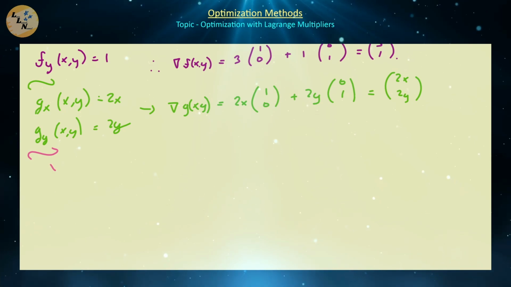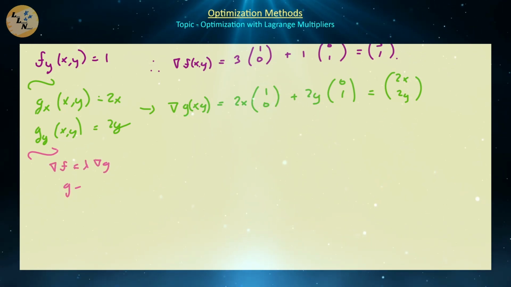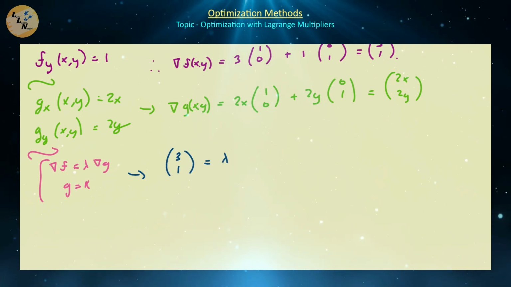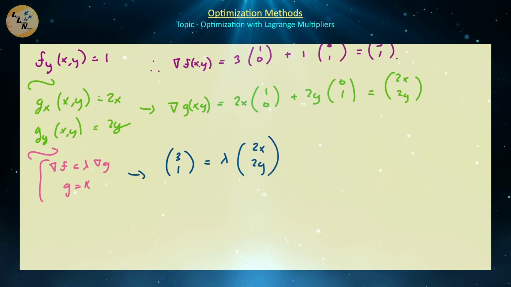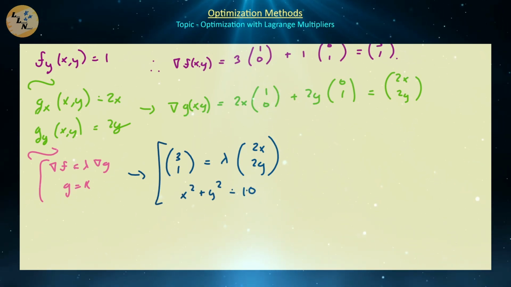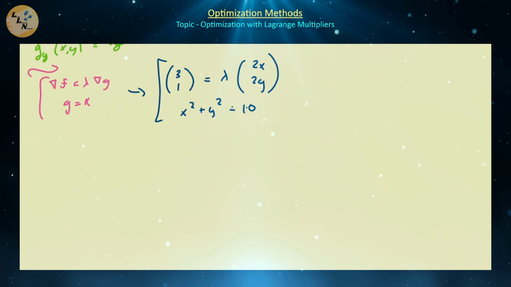So our system, remember, is going to be gradient of f is equal to lambda gradient g, and g is equal to k. So from that structure, that's going to give us the following equations. So the gradient of f came out to be (3, 1). And then we have lambda times the gradient of g, so it's going to be (2x, 2y). And then we have, in addition, that other equation, which was going to be x squared plus y squared is equal to 10.